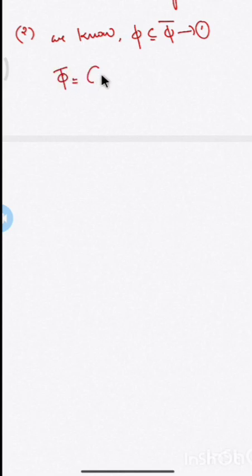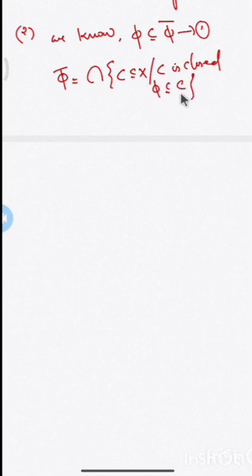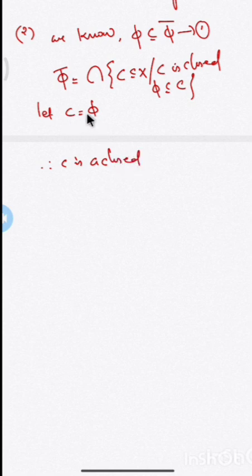Phi closure, by definition, is the intersection of the set of all C subset of X such that C is closed and C contains the set A. Here A is the empty set, therefore phi will be contained in C. Now let C equal to empty. I take C as empty. Then is it a closed set? Yes. The empty set is closed in every topological space. Therefore C is a closed set in X.